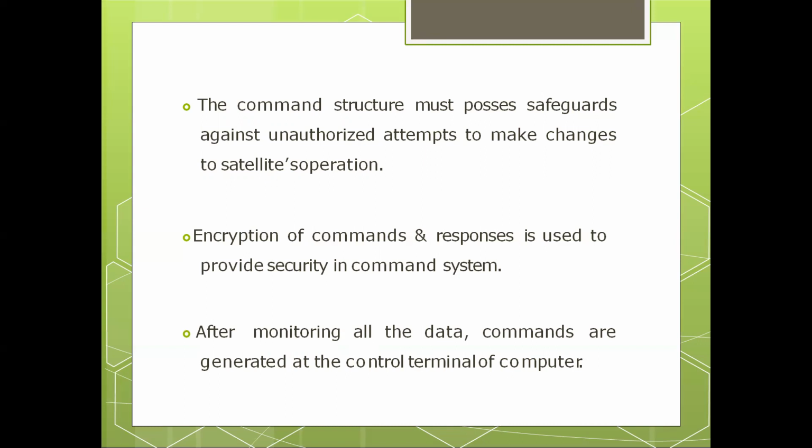Another important function performed by this command system is encryption of the commands. Why? Because from the ground earth station to the satellite we have the uplink, and from the satellite to the ground we have the downlink. So there may be encryption of these commands and the corresponding answers or responses, which provides the highest security for the given commanding system. That is also another function of the command system.